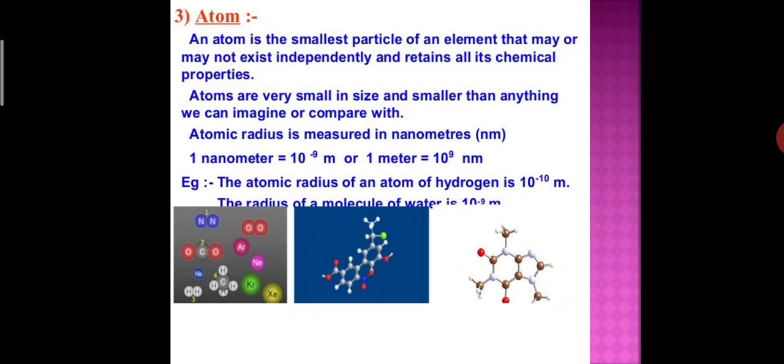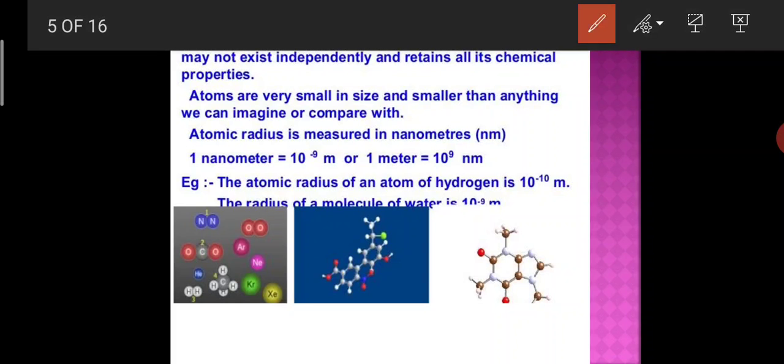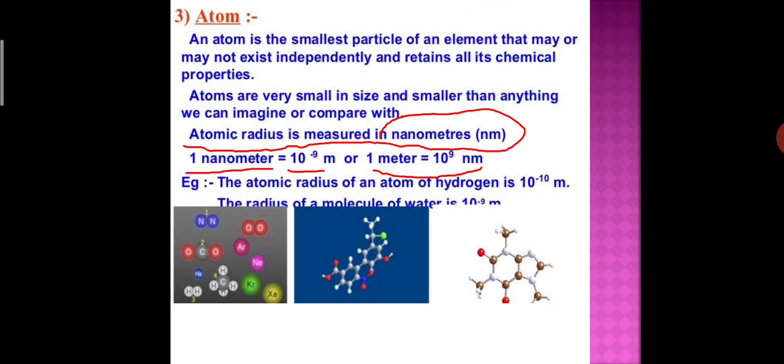More than millions of atoms when stacked would make a layer barely as thick as this sheet of paper. If we talk about the atomic radius, it is measured in nanometers. Atomic radius is measured in nanometer, nm. So 1 nanometer is equal to 10 to the power minus 9 meter, or 1 meter is equal to 10 to the power 9 nanometer.